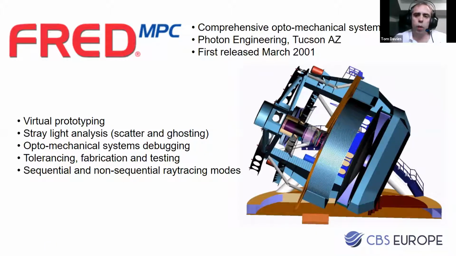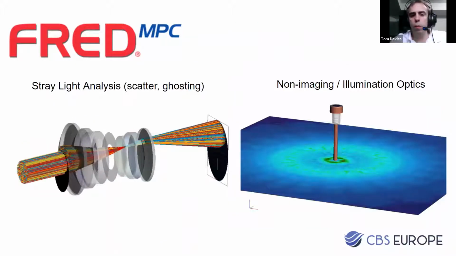It's used for virtual prototyping, stray light analysis, optical mechanical systems debugging, tolerance, fabrication, and testing. And it uses by default non-sequential ray tracing with an option for sequential ray tracing for classical optical design as well. A couple of very simple use cases: stray light analysis in an imaging system, analyzing scatter and ghosting problems, creating artifacts on the image plane or detector, and also for non-imaging illumination systems as well.